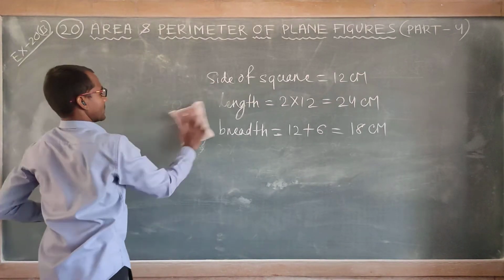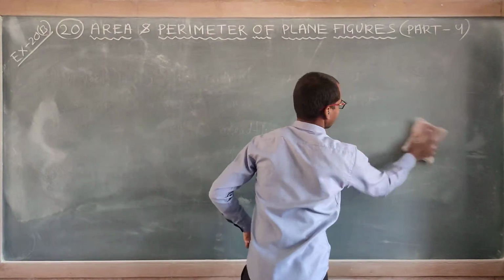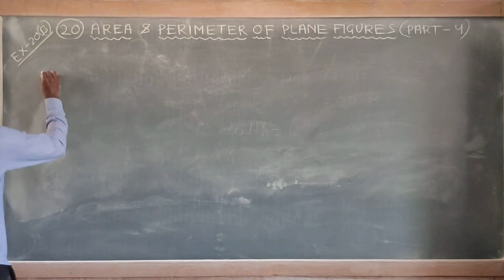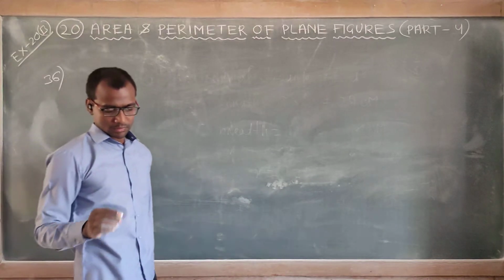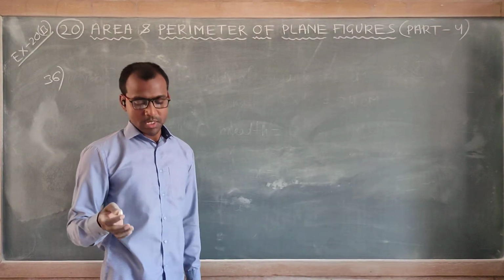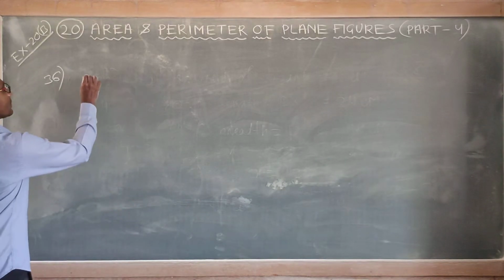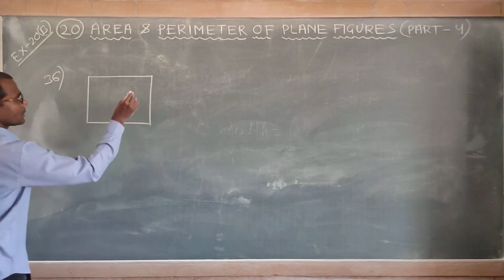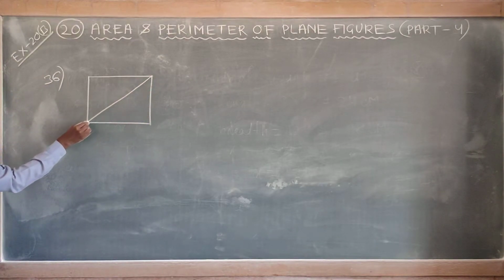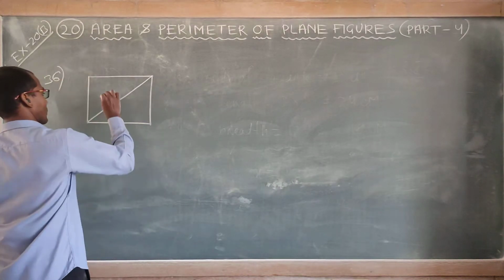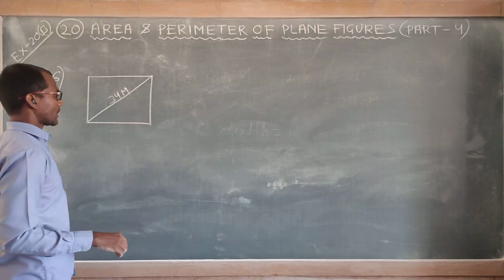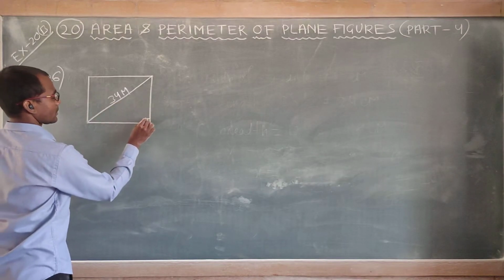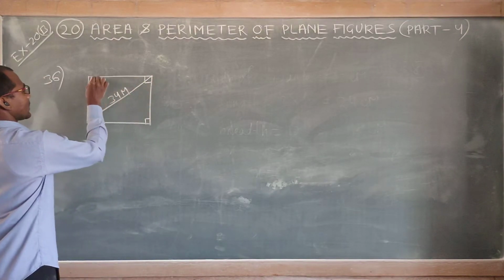Now let us move to our last question. Question number 36, the last question. The diagonal of a rectangular plot is 34 meter and its perimeter is 92 meter. Let us draw a figure. Draw a rectangle. This is the diagonal, and it is given as 34 meter. This is length, this is breadth. This is a rectangle.